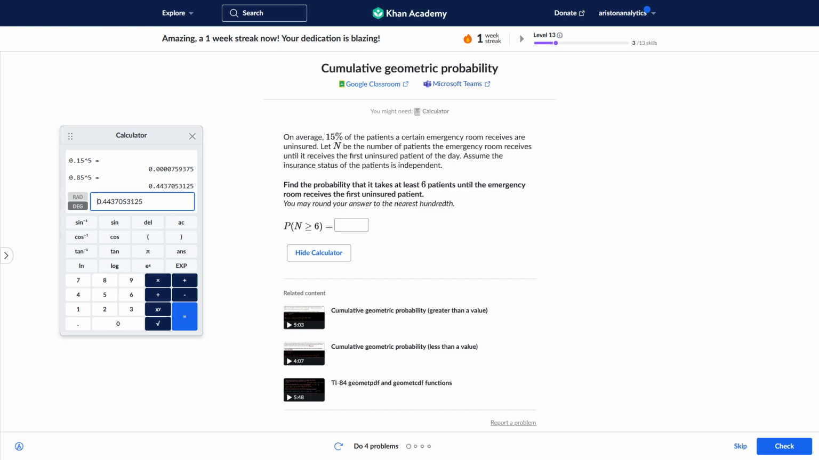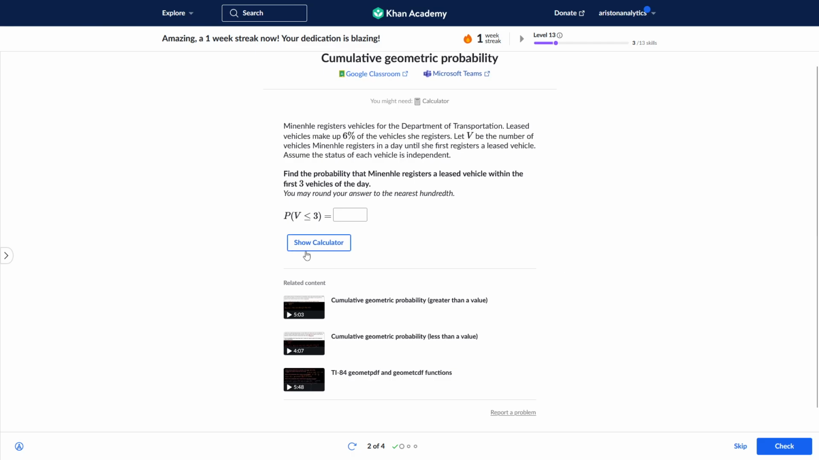And then we do 1 minus this? Well, this is the same as saying what's the probability that the first 5 patients were all insured. So I guess that's the answer. It could be 1 minus, but no.